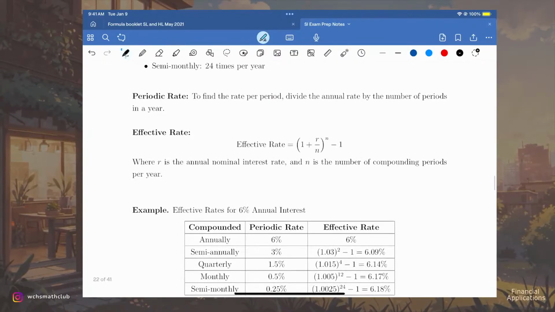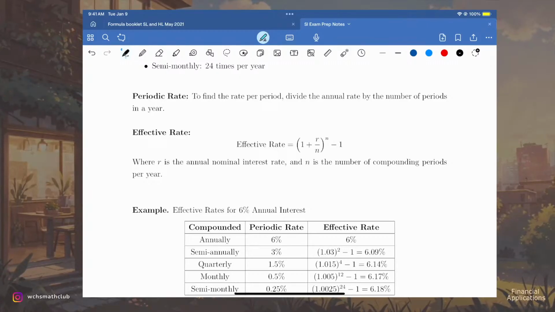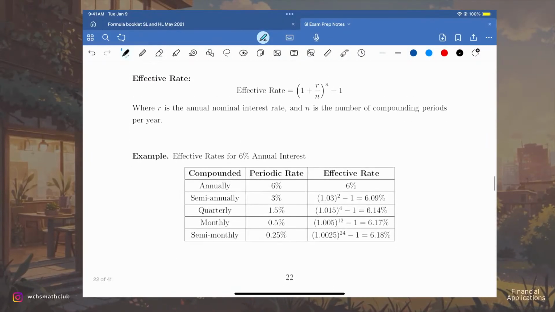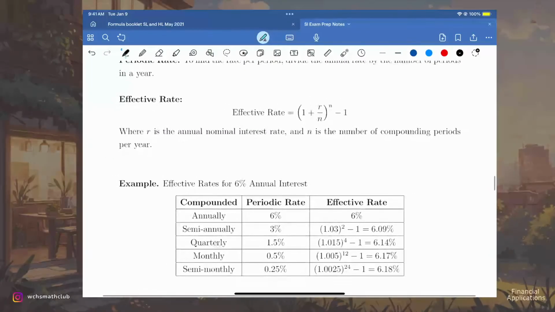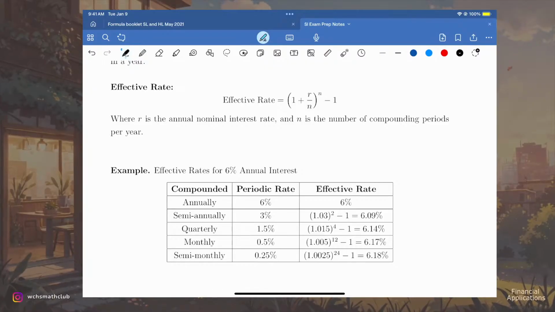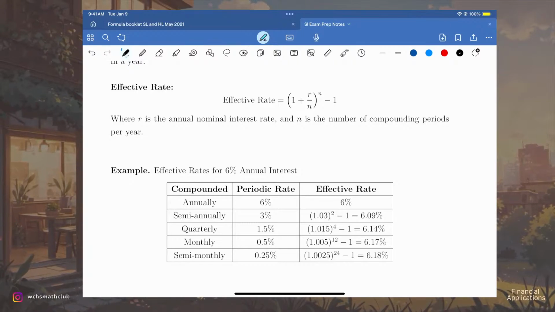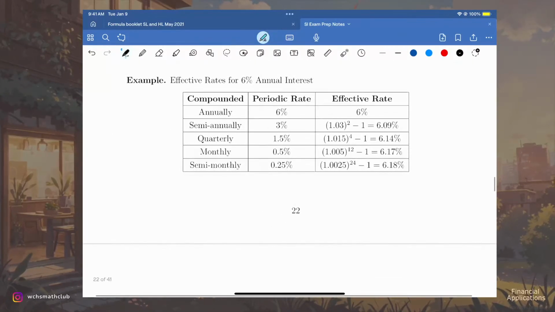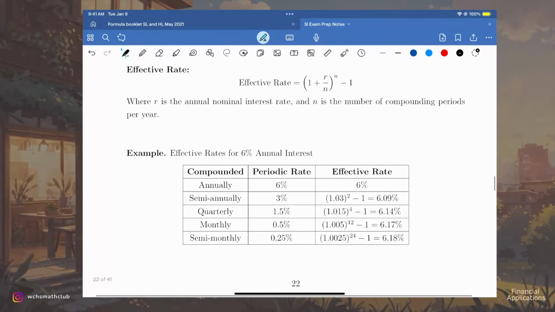To find the rate per period, all you really have to do is divide the annual rate by the number of periods per year. And you can often use this number when you make equations or formulas that will be coming up soon. And then for effective rate, this is the formula for an effective rate, where the R value here will be your annual interest rate, and N will be the number of compounding periods. This is basically the formula that is used to derive other formulas, but we don't need to go too in depth about that right now. For instance, if you look at the effective rates for a 6% annual interest rate, you can see how the effective rate is compounded with annually, semi-annually, etc.